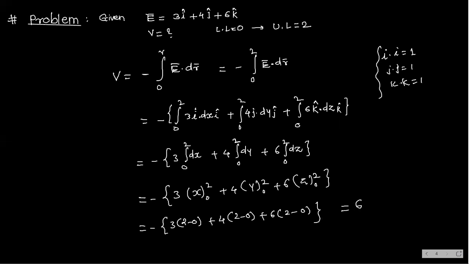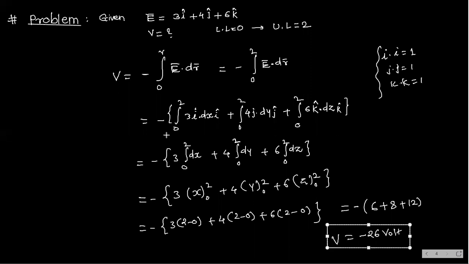6, 6, 8. The minus sign is outside, right? So minus sign is outside. Plus 6, 6 plus 8, 8 plus 12, 24. 26, sir. Minus 26. So V is equal to minus 26 volt, right? Yes, sir. This is the potential due to this gravitational field.